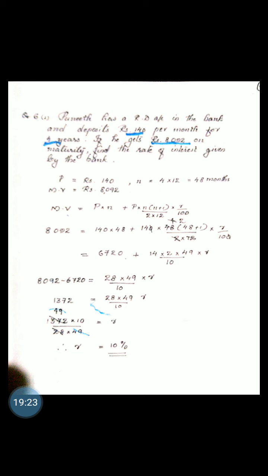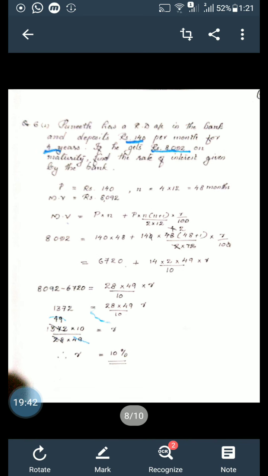So in that question number 7, P is given. P is 150 and 8 months. Here n is directly given. n is equal to 8 and rate is also given. R is equal to 8%. Here we want to find the maturity value. We know the formula. Maturity value is equal to P into n plus P into n into n plus 1 by 2 into 12 into R by 100. Substitute the given things in that formula. Then you will get that maturity value. So you can do it as homework.